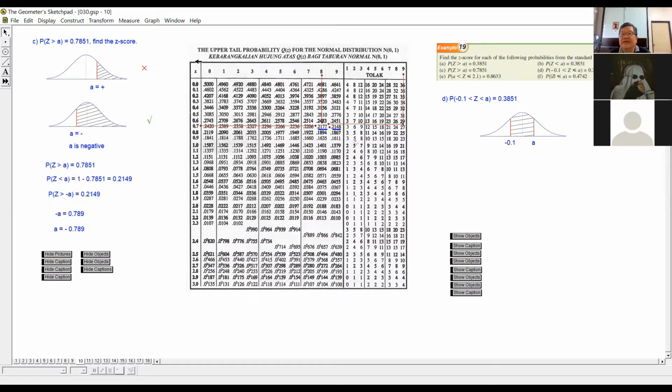Next question, D. Okay, now part D says that the probability of Z between negative 0.1 and A, they told you it's a negative number, negative 0.1, and the probability is 0.3851. I want to find the value of A.